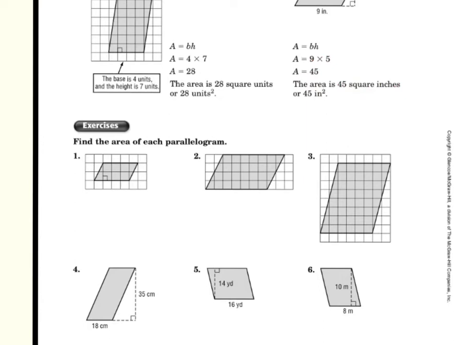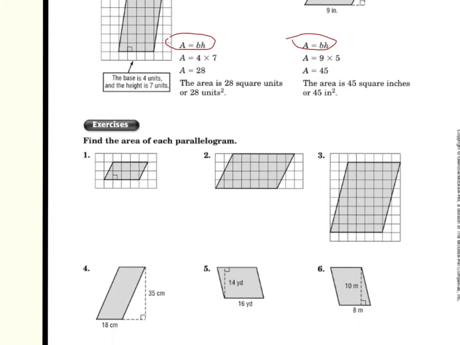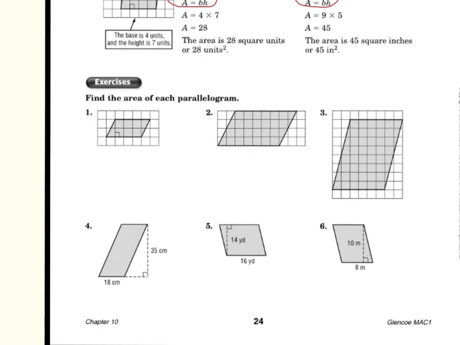Okay, so number one, remember area is base times height. Right here they give you the formula, base times height. The tricky thing is that you have to make sure you're not counting these slanted sides as your height. You'll see some problems where they tell you the length of that, and students will want to use that as the height, but the height is always straight up and down.